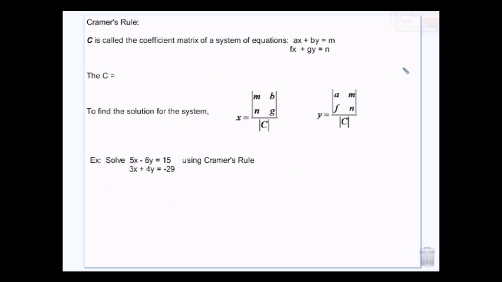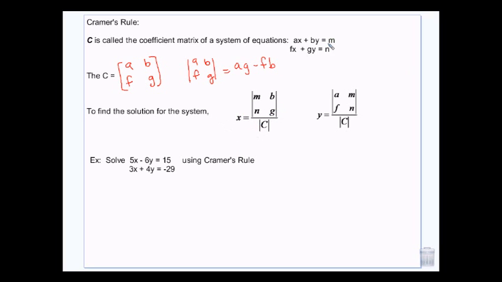Okay, so Cramer's rule. There was a mathematician named Cramer, and he developed this ability to use matrices to solve systems of equations. You use the coefficient matrix. Coefficients are what comes on the x and the y. So you have to have these lined up with x plus y equals number, x plus y equals number. The coefficient matrix is A, F, B, G. And then the determinant would be A times G minus F times B.